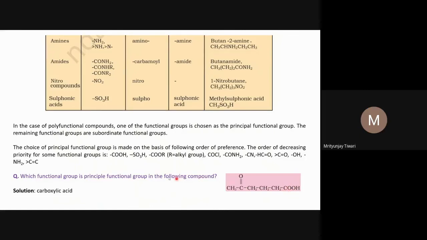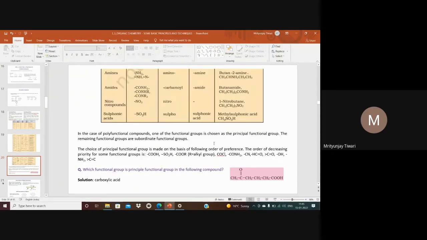And what do we know? If you look at the order of preference, or the priority of their reactivity, we see the carboxylic acid group is more reactive than the ketone group, because the ketone group comes later in the priority order. So carboxylic acid will be the primary or principal functional group, and the ketone will be the subordinate functional group. So this compound will behave as a carboxylic acid. I'll stop here. I'll explain this again in the next class, and we'll move to the IUPAC nomenclature of organic compounds.